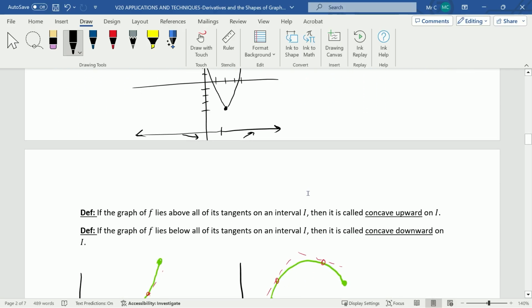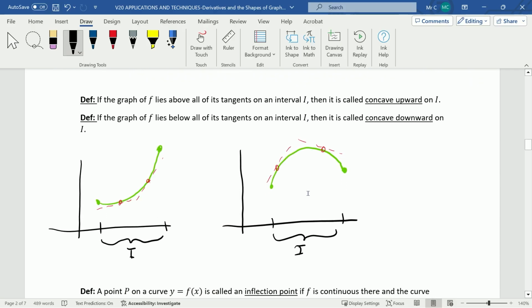Okay, so let's move on, and now we'll address another related topic, which is that of concavity. So the rigorous definitions for concavity are as follows. If the graph of f lies above all of its tangent lines on an interval I, then it is called concave upward on I. If the graph of f lies below all of its tangents on an interval I, then it is called concave downward on I.